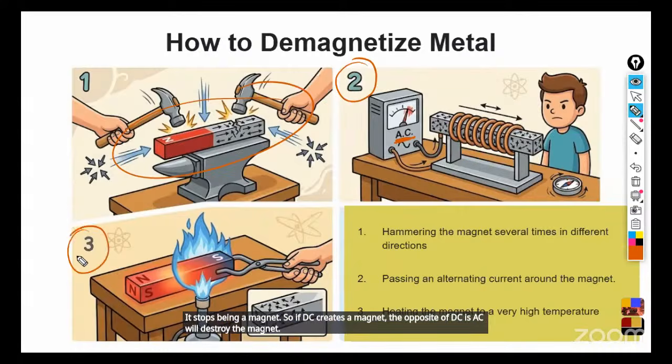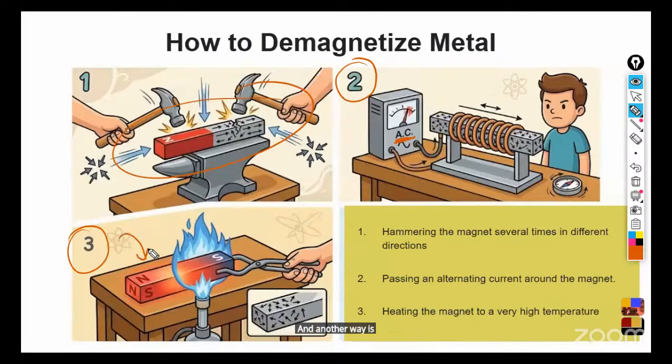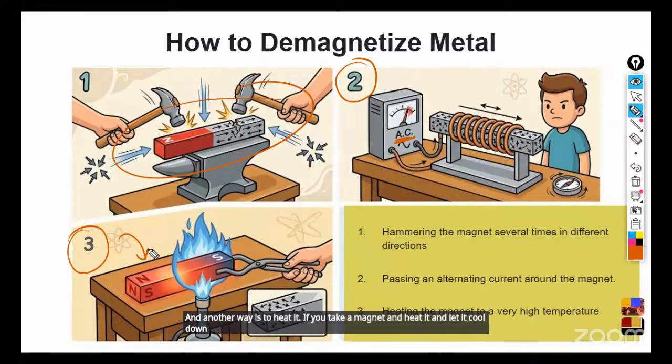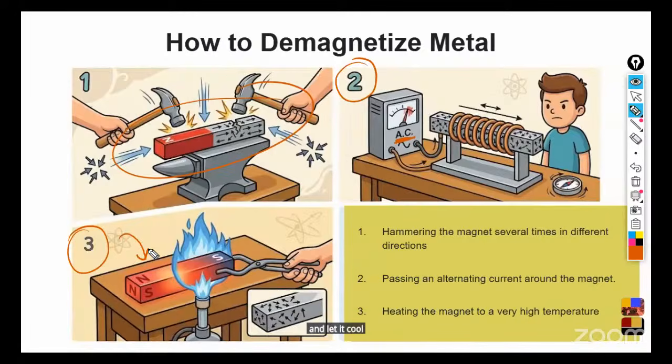And another way is to heat it. If you take a magnet and heat it and let it cool down, it won't be a magnet again. All right? So that's one way of destroying a magnet. I'm not saying burn it up. All you have to do is heat the magnet, make it hot, and let it cool back down. And when it cools back down, it won't be a magnet again.